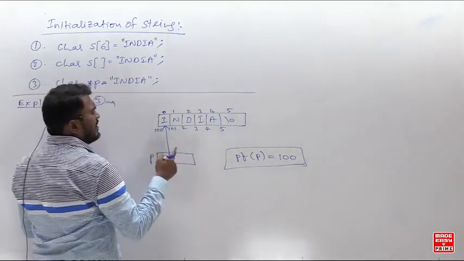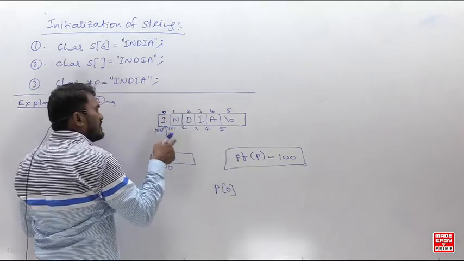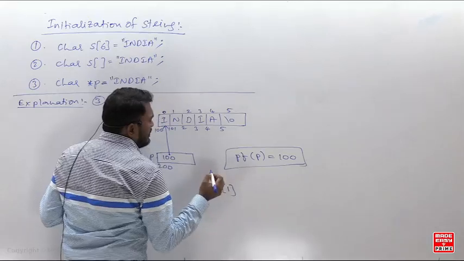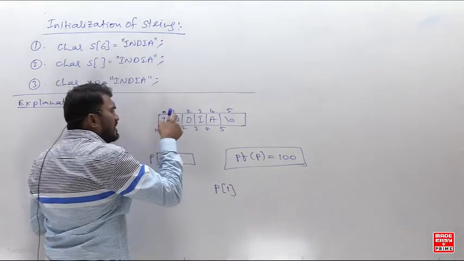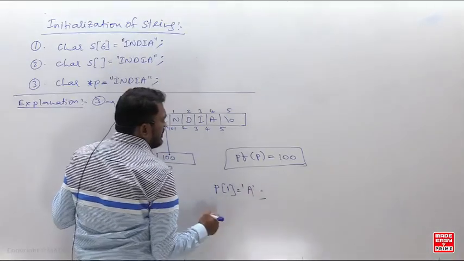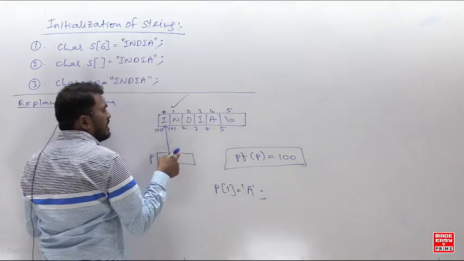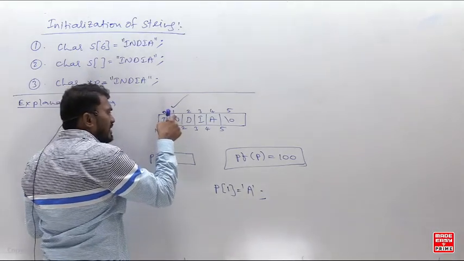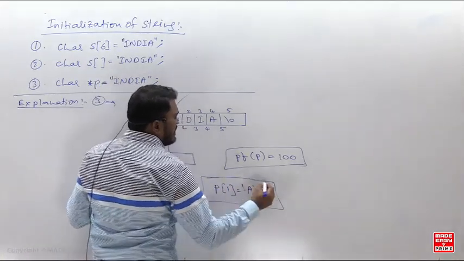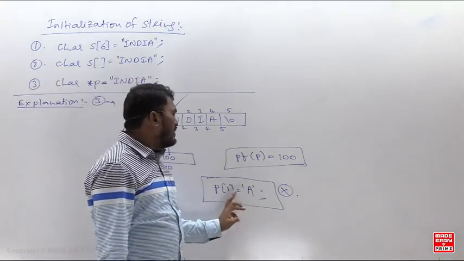What is P of 0? P of 0 is I. P of 1 is N. In P of 1, I want to change to some other character, let's say A. P of 0 means this one, P of 1 means this one. If I want to change this N to A, so if I say P of 1 equal to A, remember, this is not allowed.